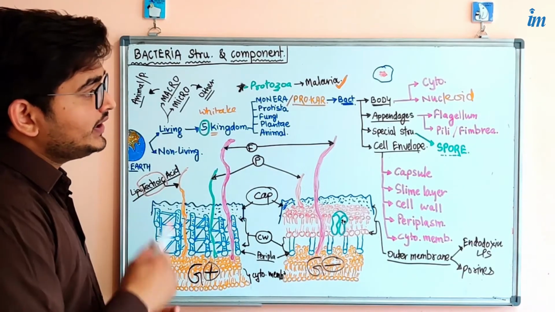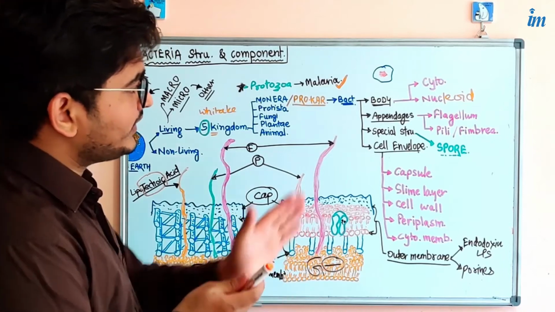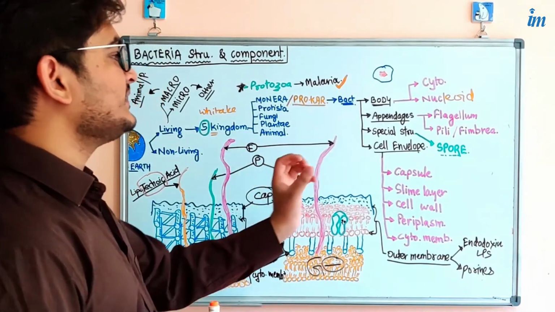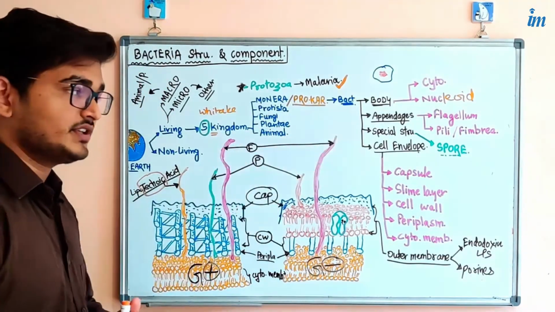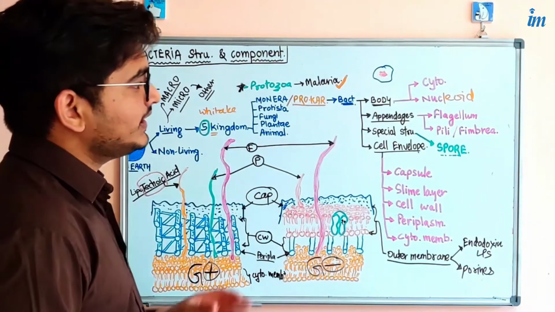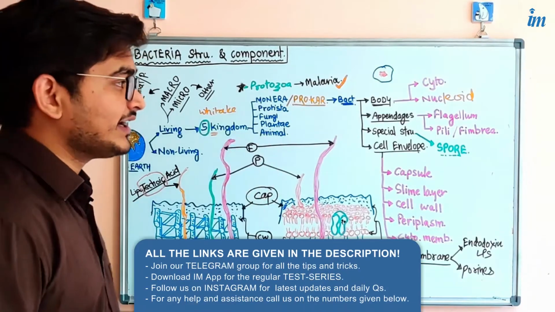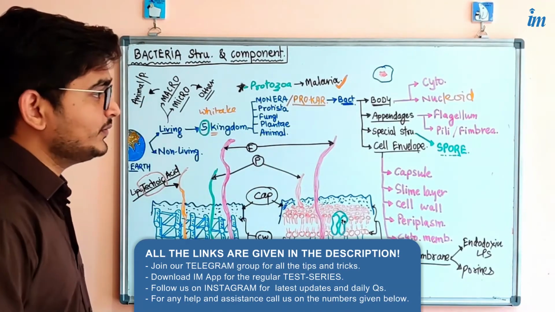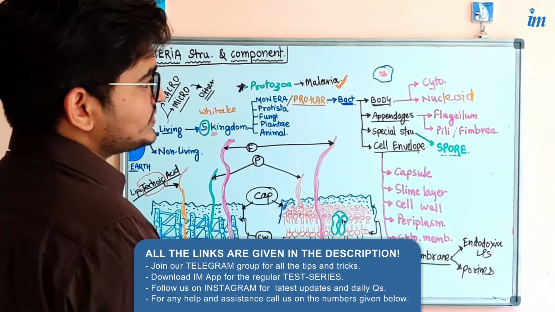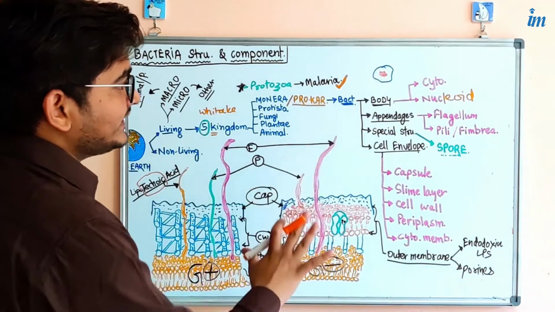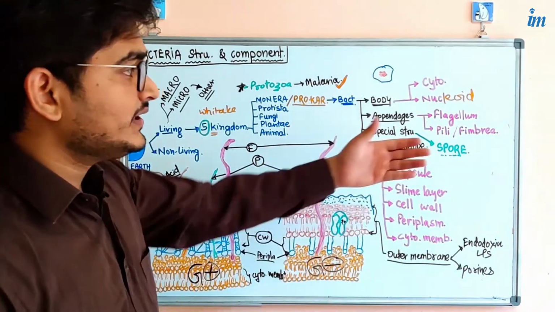Okay, going ahead, we find appendages. Appendages are basically of two types present in the bacteria. The first one is flagellum, and the second one is pili and fimbria. Don't worry, I will discuss their specific functions and components in the next video, but in this video I'm just going to give you this idea, and I will tell you where questions are asked from.